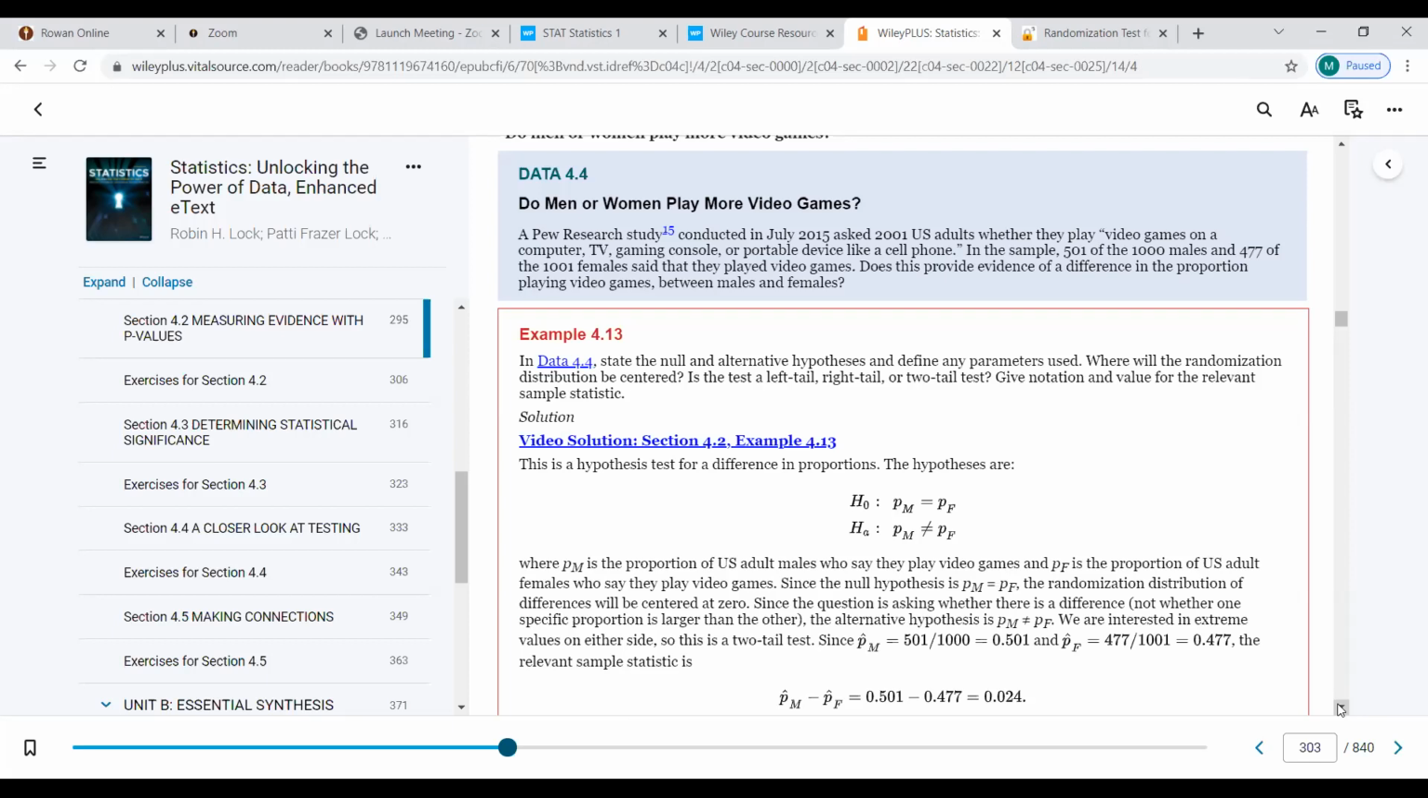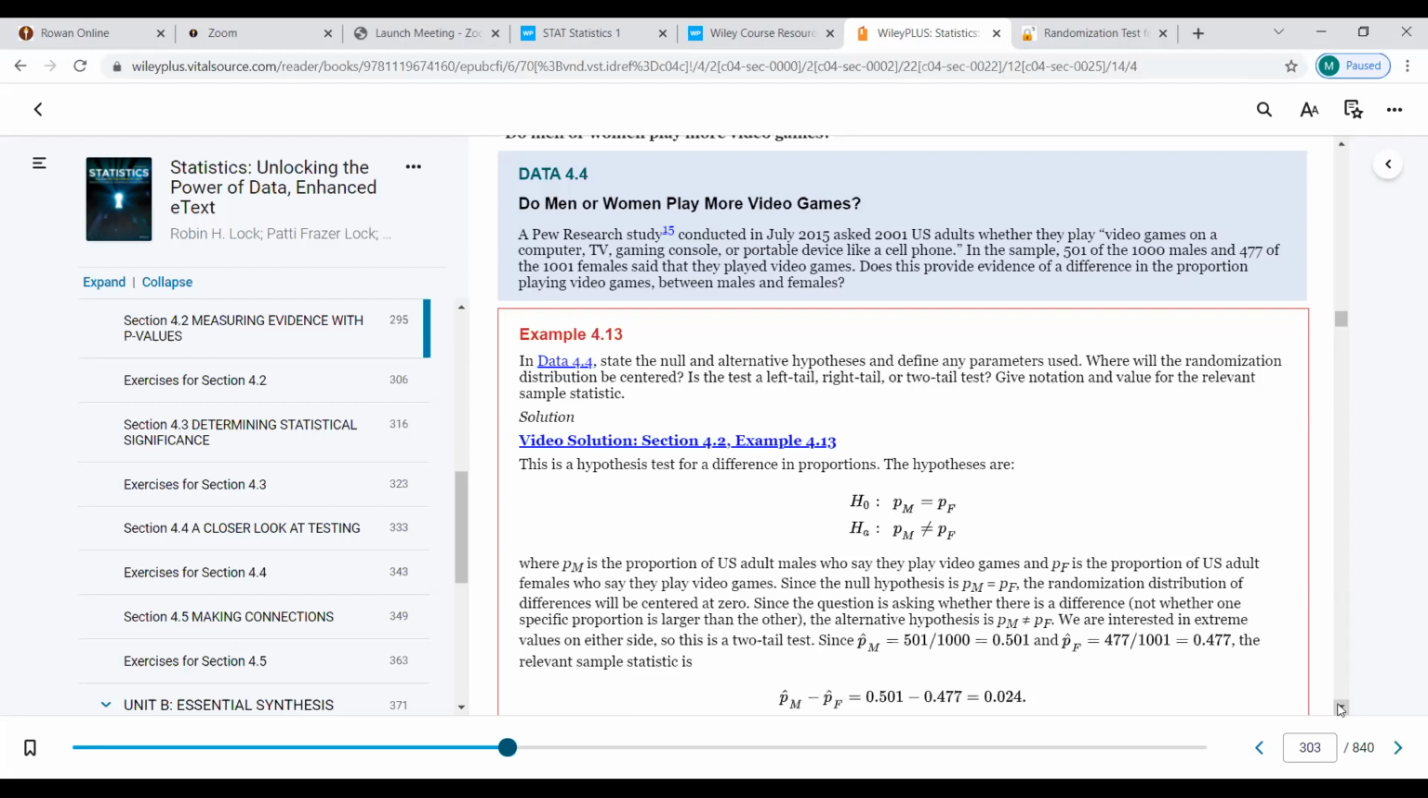So those are the sample proportions. So the question is, does this provide evidence of a difference in the proportion playing video games between males and females? Now, notice here, they're not saying in the research question that males have a higher proportion who play video games than females. They're just saying, does this provide evidence that there is a difference between the two groups?